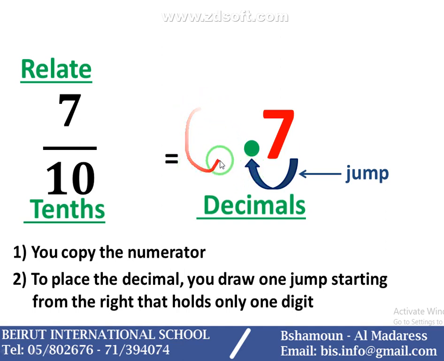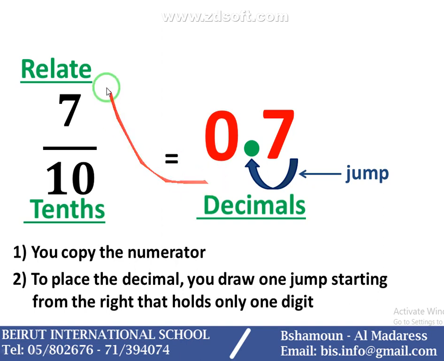We don't leave the empty space over here empty like this. We interfere and we put a 0. Now we are done, and we can say that 7 out of 10 is equal to 0.7.